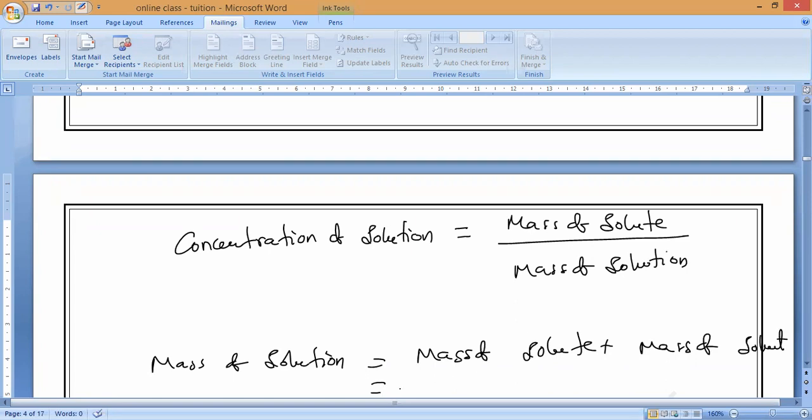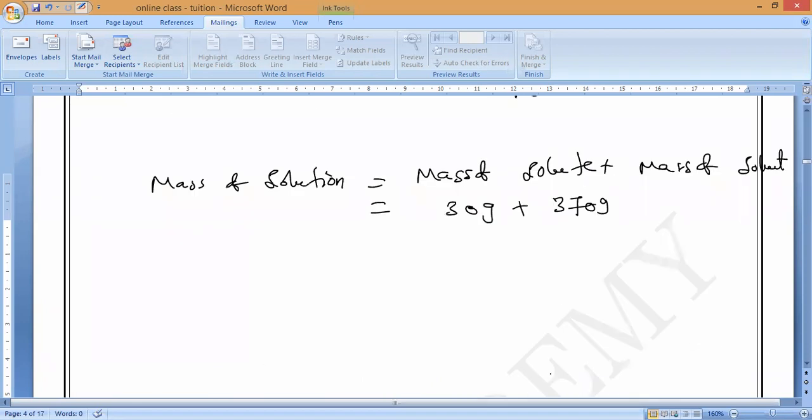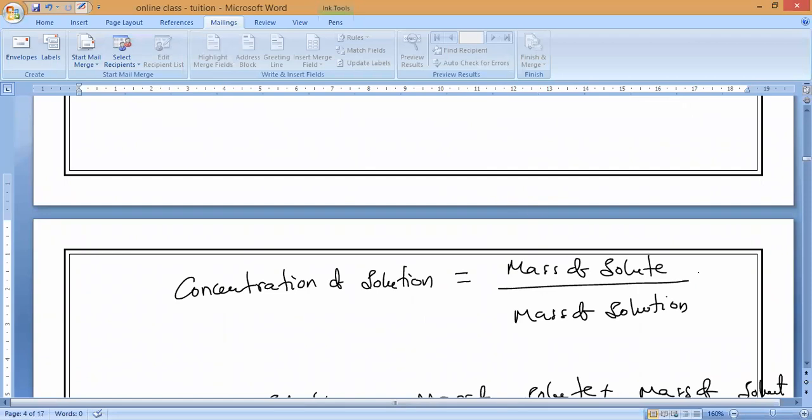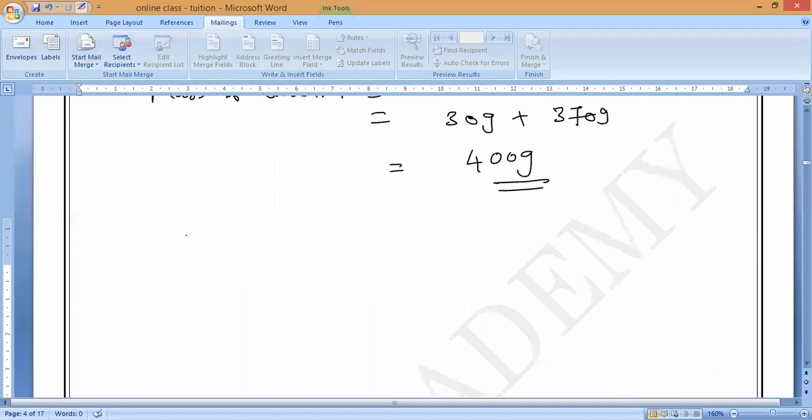So the mass of solute is 30 grams, plus the mass of solvent, 370 grams, which equals 400 grams. The mass of solution is 400 grams. Here the "into 100" is most important. Understand? Into 100. Next, now you can substitute in the formula.